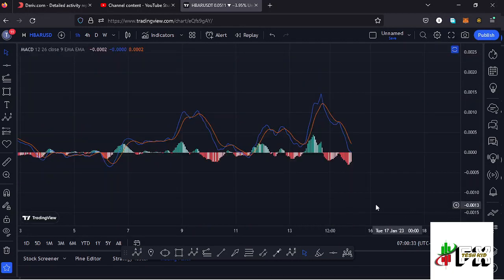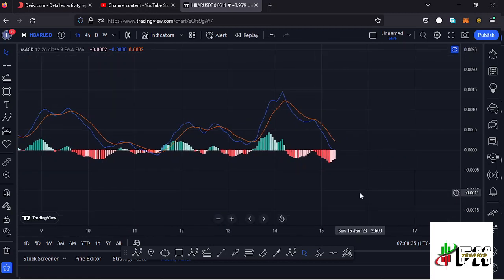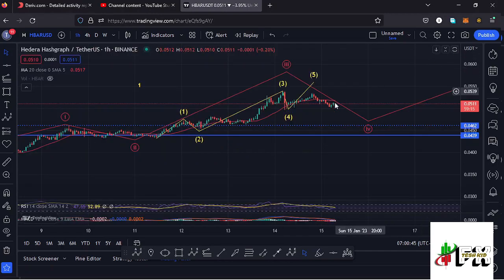And also taking a look at the MACD. On the MACD we have printed a bearish cross and we are seeing a bit of a decrease in the selling momentum, so there are chances that we might be able to print that bullish cross. So let's be patient and see how that plays out, and I'll keep you updated.